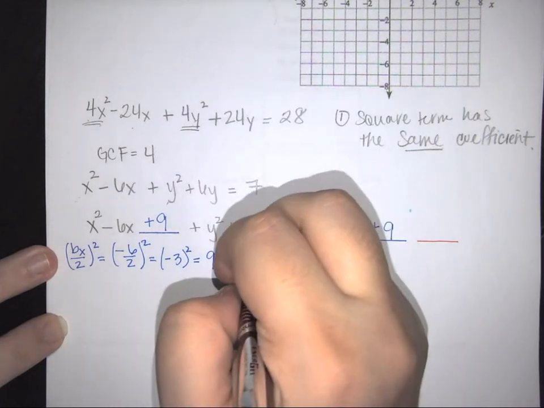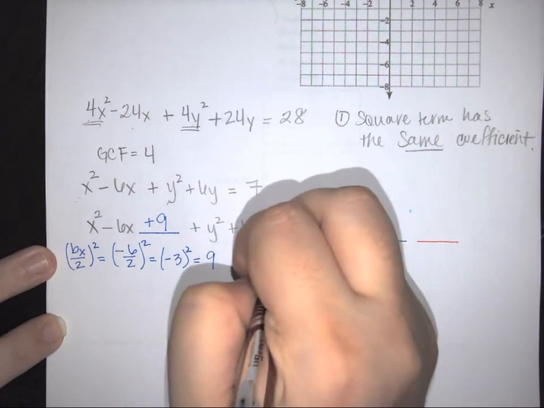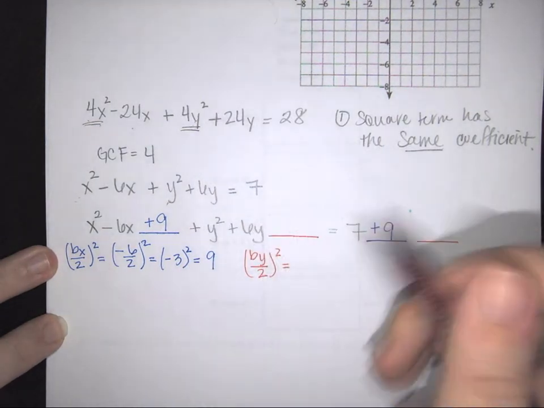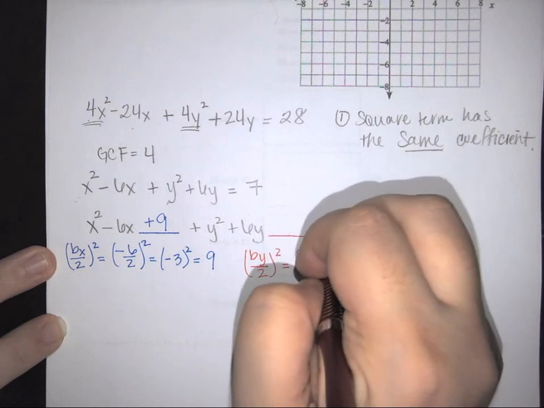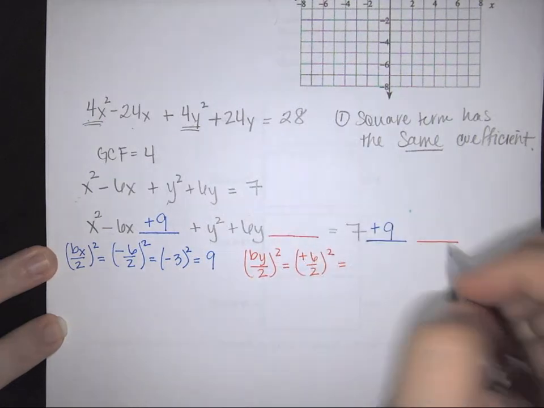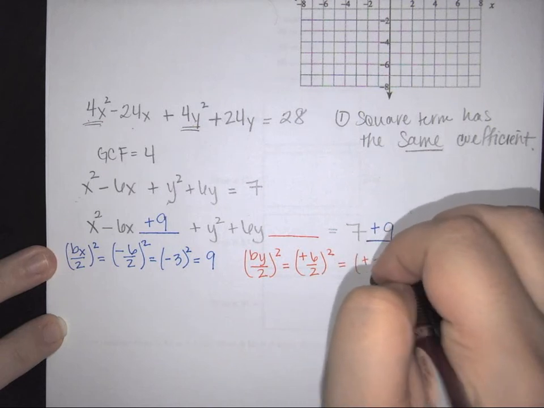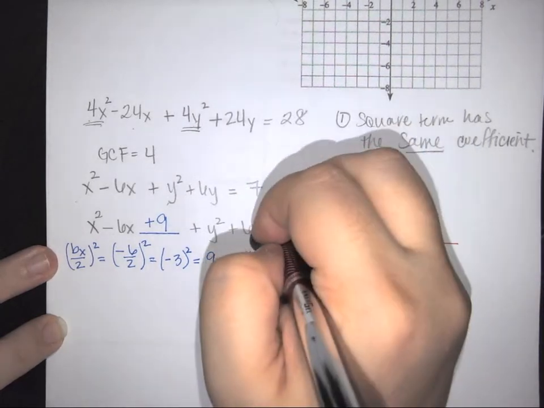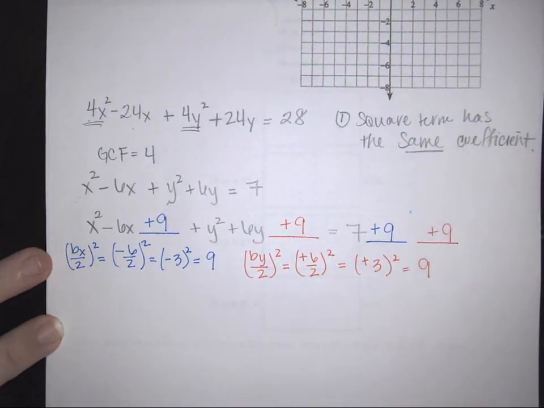And then I have to do it again. So this time I'm going to look at my y term over 2 and square it. My b term is a positive 6 over 2 and square it. 6 over 2 is going to be a positive 3 squared, which in turn again gives me 9. So this is plus 9 and this is plus 9.